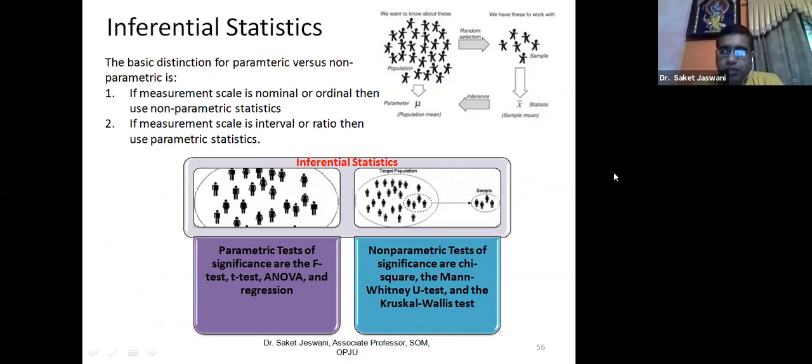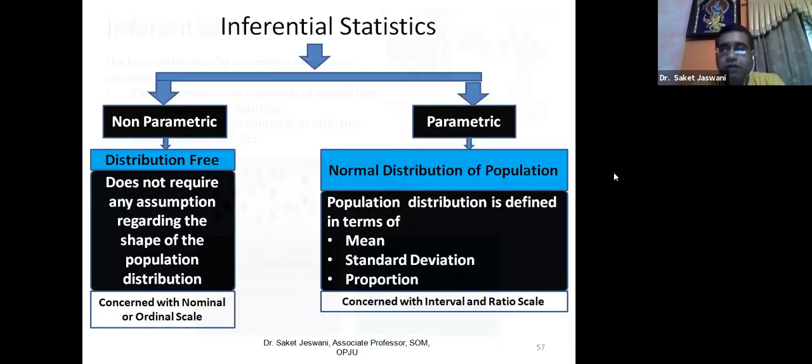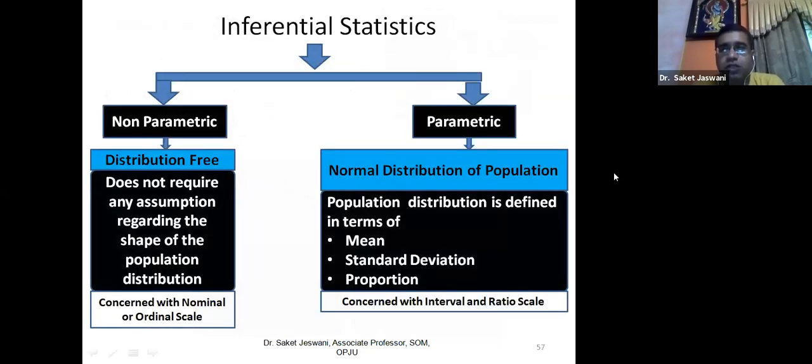If our data is not normal, it means it is not representing the population, then we use non-parametric test. And if we have collected the data in nominal or ordinal scale, it is difficult for us to get the data normal. So we use non-parametric test. The tests are chi-square, Mann-Whitney's U-test, and Kruskal-Wallis test. These are the tests meant for non-parametric data. Okay. So non-parametric tests are distribution free. It means there is no botheration of normality. If your data is non-normal, you can use non-parametric test. Also, if you have collected data in nominal or ordinal scale.